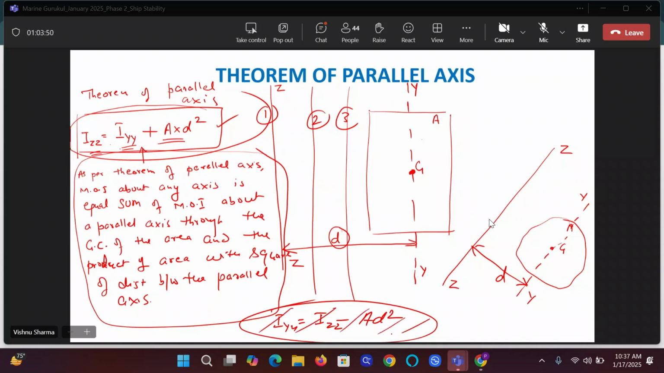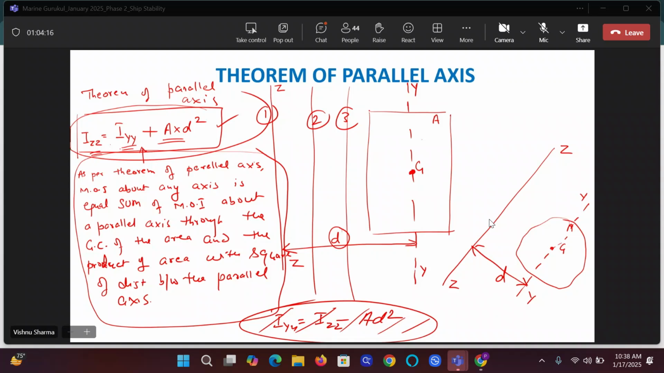Now, I also told you that in all the 5 shapes that we did, there was definitely a formula about an axis passing through the geometric center, be it rectangle, triangle, circle, semicircle, quadrant. Correct? Why did we learn one formula in every case about an axis passing through the geometric center?